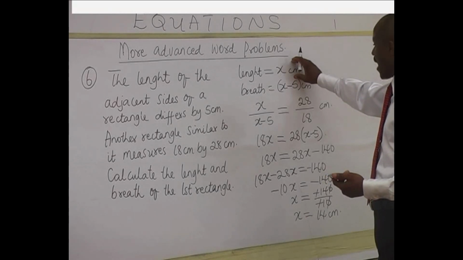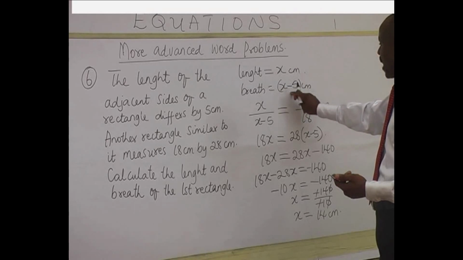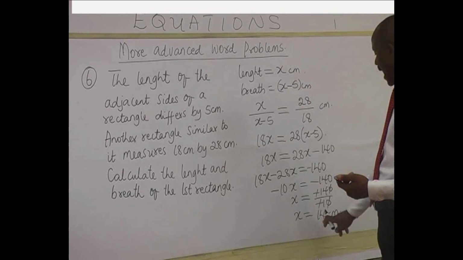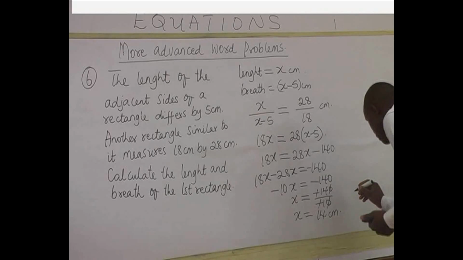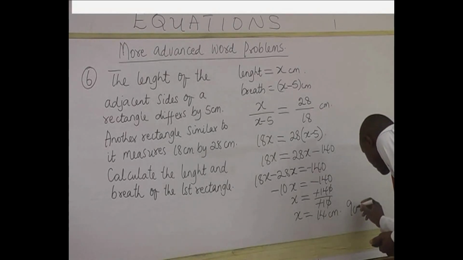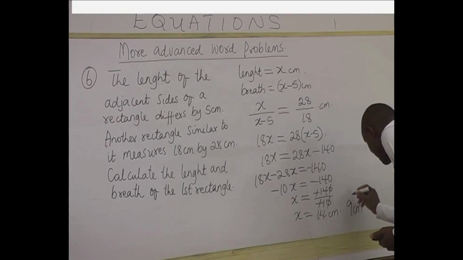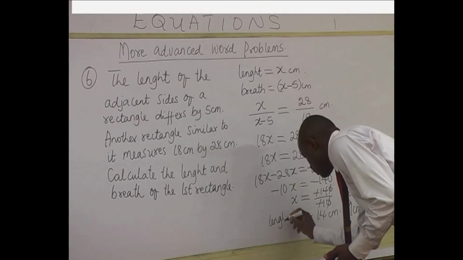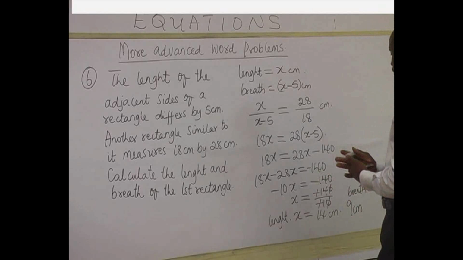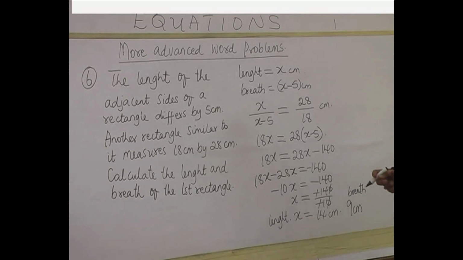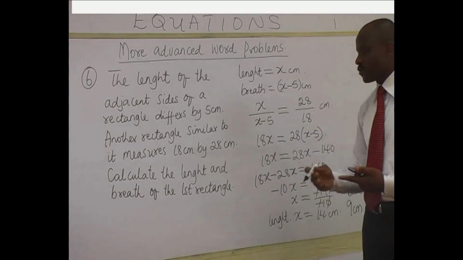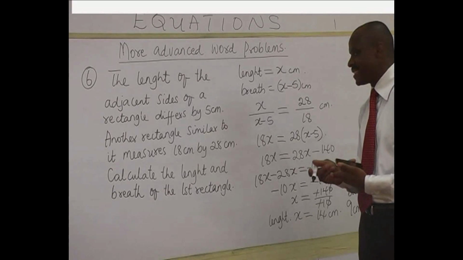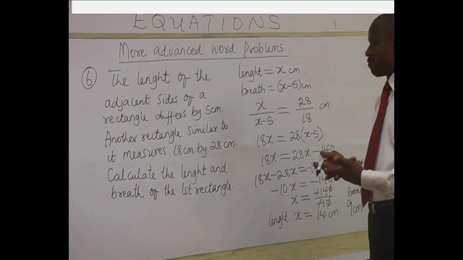Now the breadth is x minus 5. X minus 5 is going to give you 9 centimeters. That means this is the breadth, while this is the length of the first rectangle, which the question has asked us to calculate, its length and its breadth.